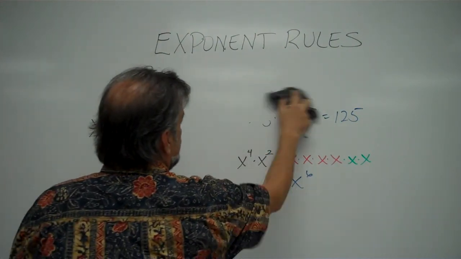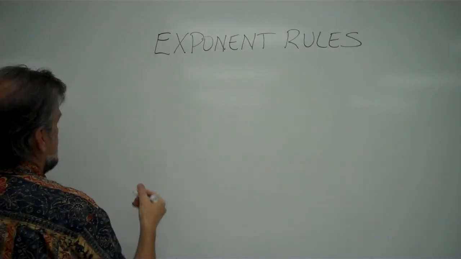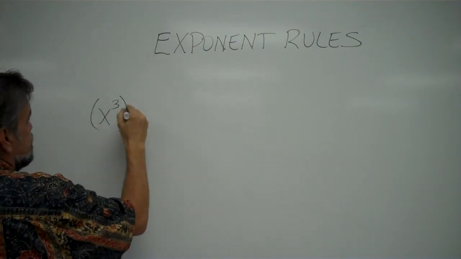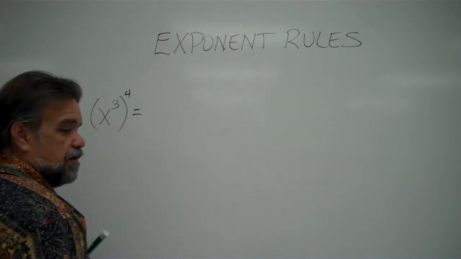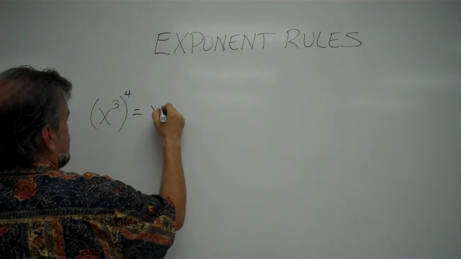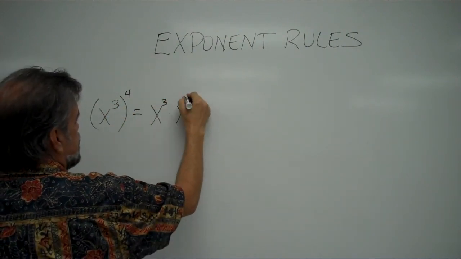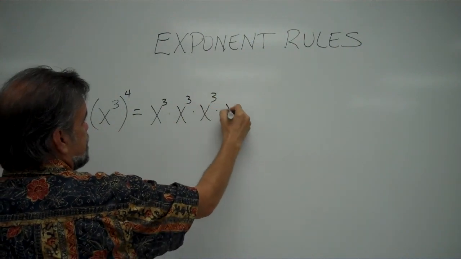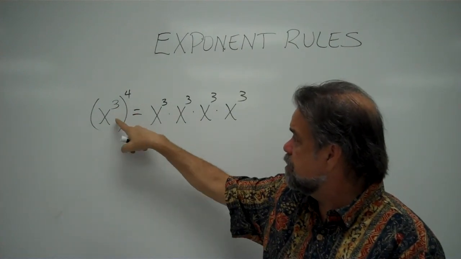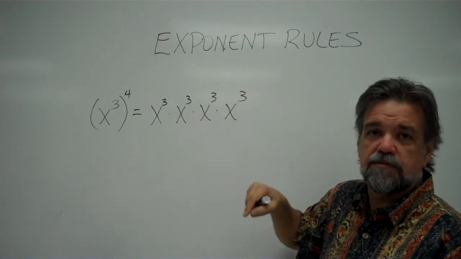Now let's look at exponent rule number two. Let's say we have x to the third power, and we take that to the fourth power. What does that mean? Well, to the fourth power means the base, x to the third, times x to the third, times x to the third, times x to the third, right? Isn't that what it means? We're taking x to the third to the fourth power. So that means we're multiplying it by itself 4 times.